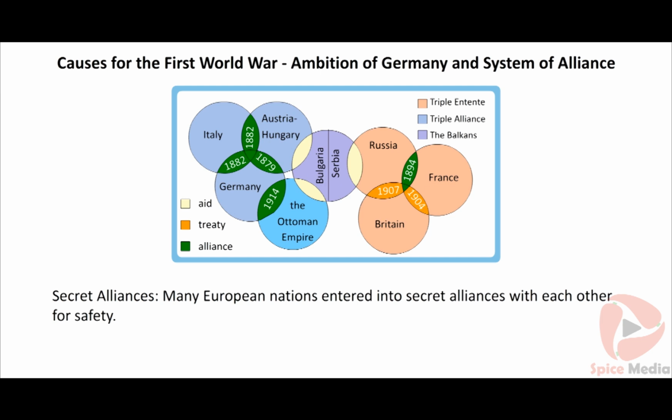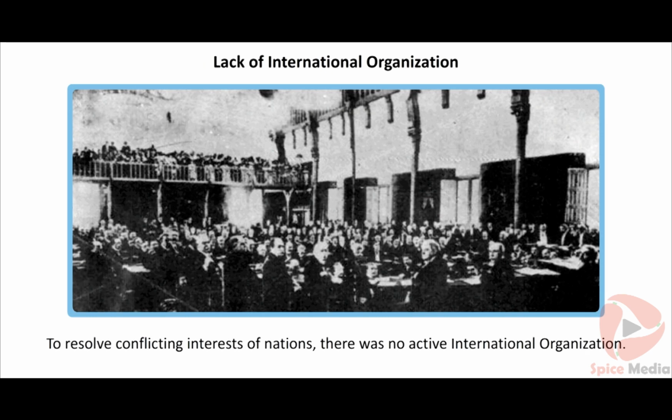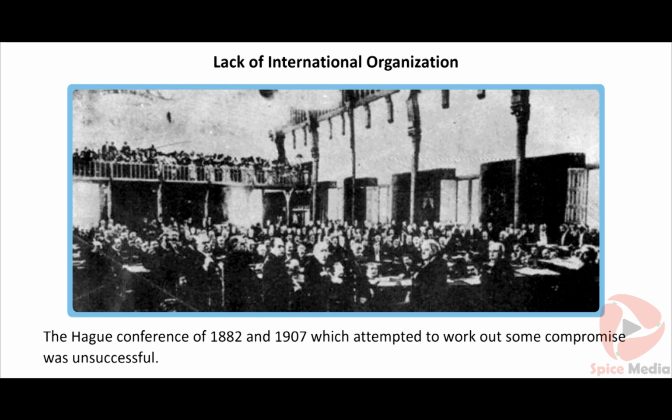A Triple Alliance was formed in 1882 between Germany, Austria-Hungary and Italy. England joined with Russia and France and formed the Triple Entente. Lack of international organization. To resolve conflicting interests of nations, there was a lack of active international organization. Anarchy existed in the international relations of numerous countries. The Hague Conference of 1899 and 1907, which attempted to work out some compromise, was unsuccessful.